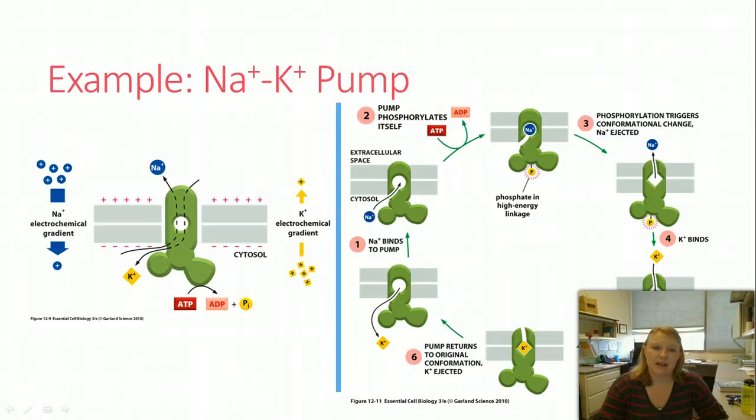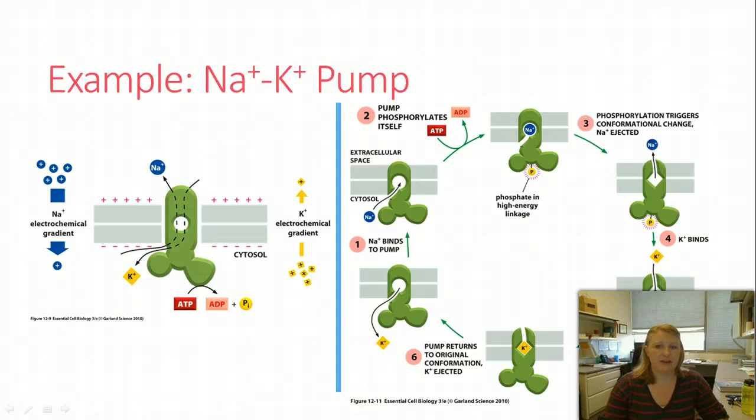And so what the cell is going to use is the sodium-potassium pump, and this is an antiport, so it's going to pump one thing out, one thing in. And as you can see here, the sodium is going to enter in. Phosphate's going to be added through the breaking down of ATP.